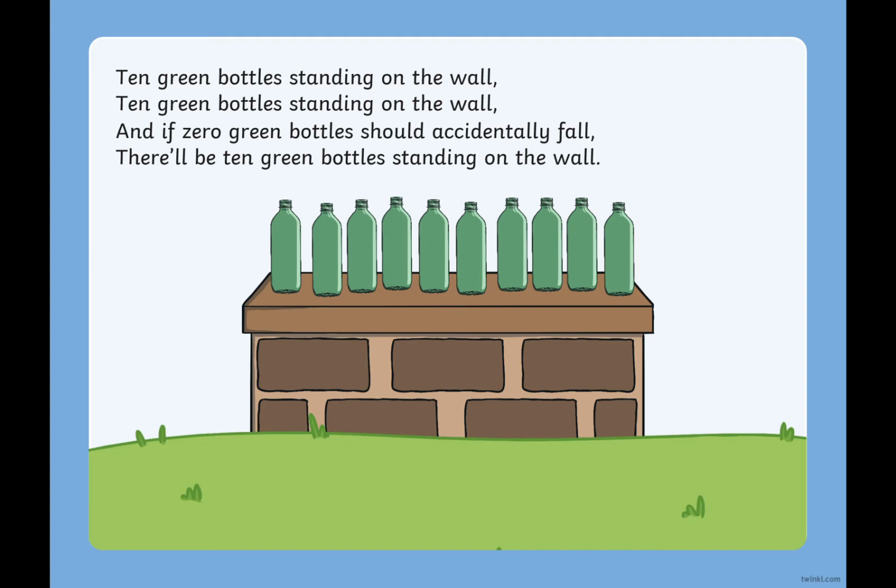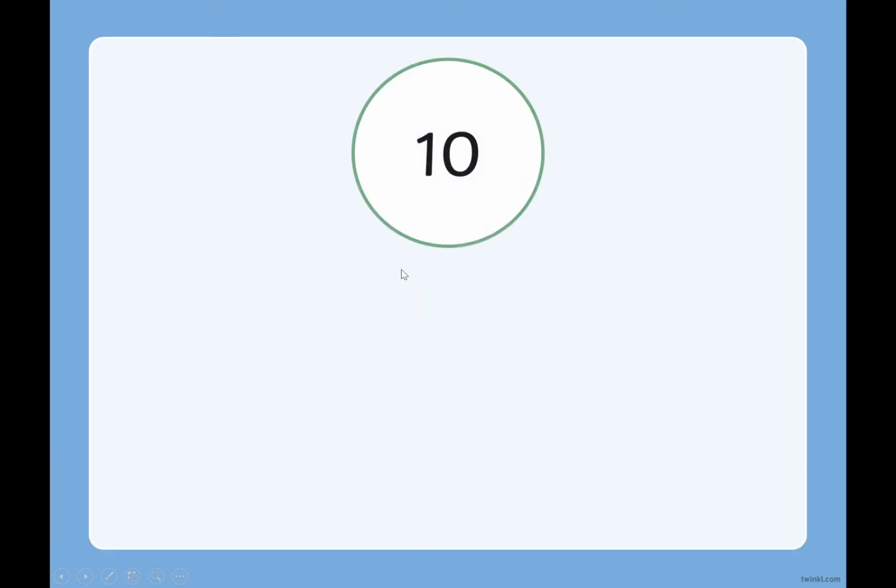So we've got 10 and 0 or none are going to fall. We'll have 10 green bottles standing on the wall. So we've got our number sentence. We had 10 green bottles on the wall plus 0 fell, which means we have still got 10 left in our picture. Okay, let's have a look at the next one.